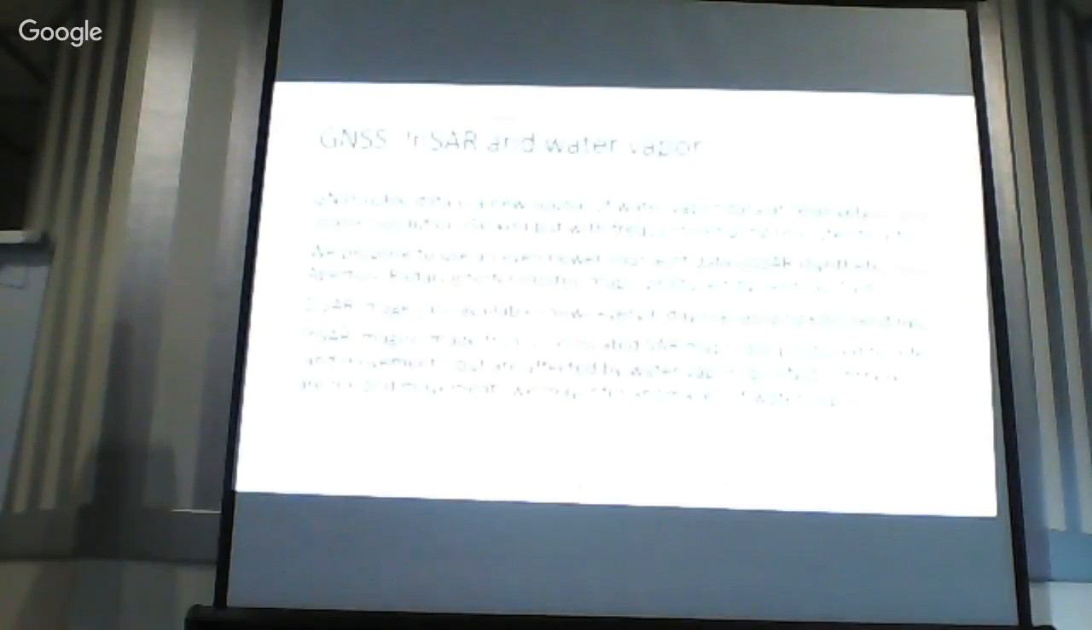GNSS data, it's GPS data, has been used for some time now in hydrological analysis. It produces data at about 50 kilometer resolution. It can be updated very frequently, maybe up to every 1 minute.